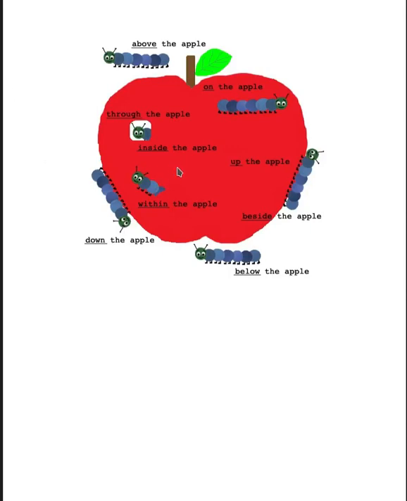Consider a worm and an apple. Prepositions will tell you the relationship between the worm and an apple. So a worm can be inside the apple. Inside is the preposition. Inside the apple is the entire prepositional phrase. A worm can be going up the apple, so up is a preposition. Up the apple is a prepositional phrase. A worm can be below the apple, down the apple. All these underlined words here, these are prepositions, and the whole phrase is the prepositional phrase. So first key thing, prepositional phrases start with prepositions, and the rest of the phrase follows the preposition.